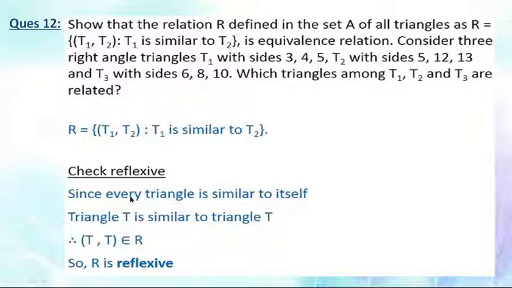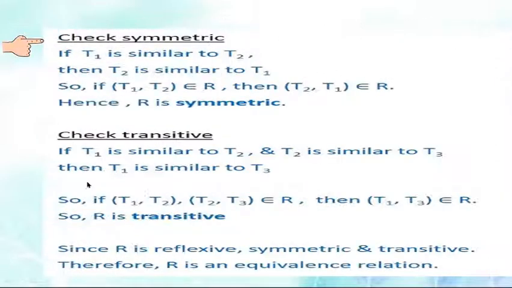Reflexive. Here we talk about the same triangle. So every triangle is similar to itself. So all (T, T) belong to R. So it means this is reflexive. Now let's check symmetric. If one triangle is similar to another triangle, then definitely the second triangle is similar to the first one. So this is symmetric as well. Now transitive: T1 similar to T2, T2 similar to T3, then definitely T1 is similar to T3. So this is transitive as well, and this is an equivalence relation.